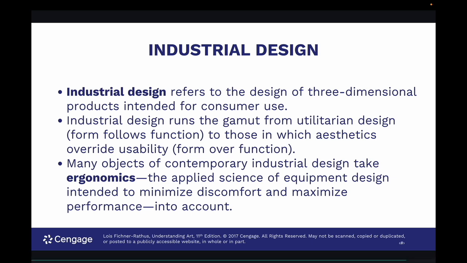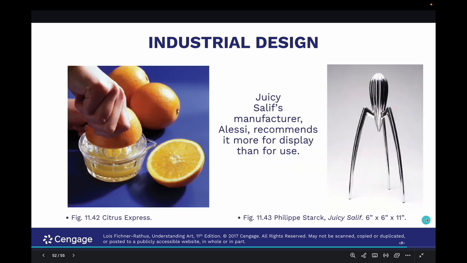Okay, we're going to end with talking about industrial design. This refers to the design of three-dimensional products intended for consumer use. Industrial design runs the gamut from utilitarian design, form follows function, to those in which aesthetics override usability, so form over function. Many objects of contemporary industrial design take ergonomics, the applied science of equipment design intended to minimize discomfort and maximize performance, into account.